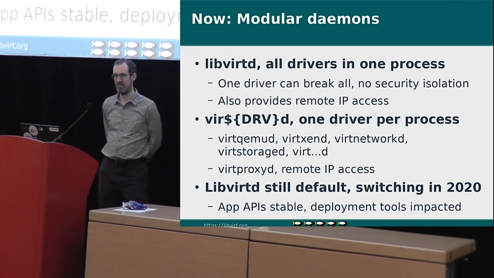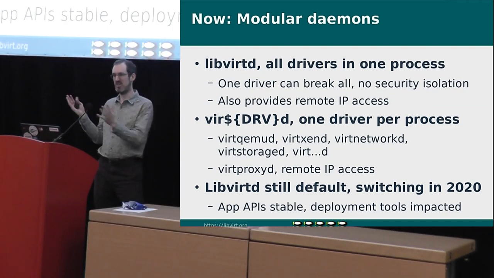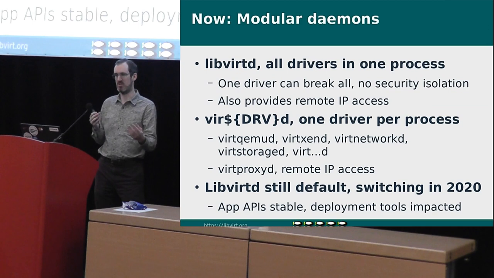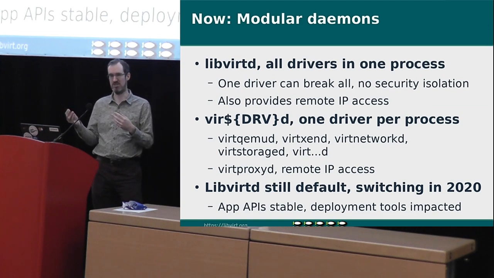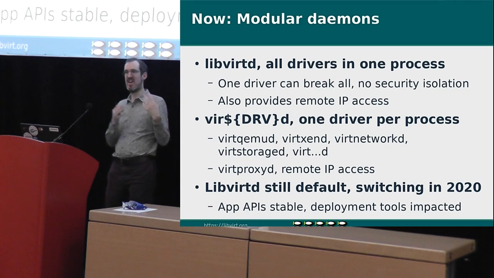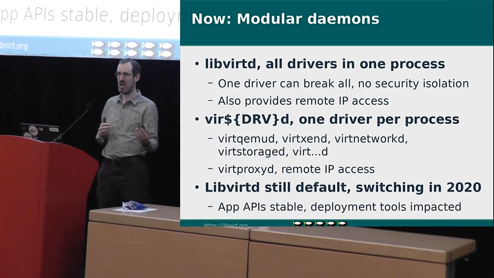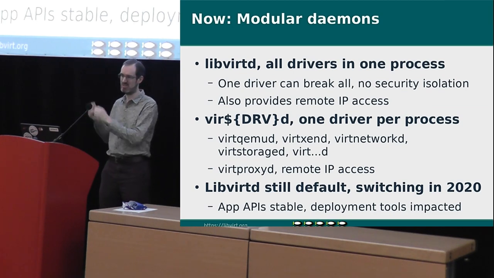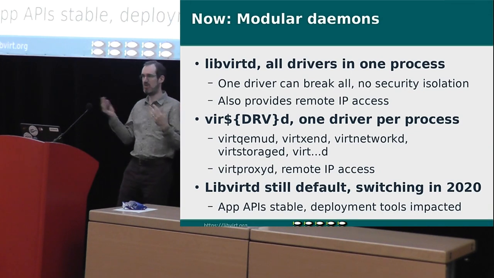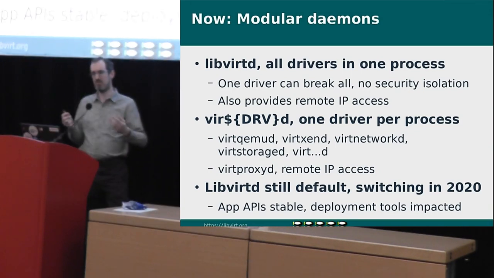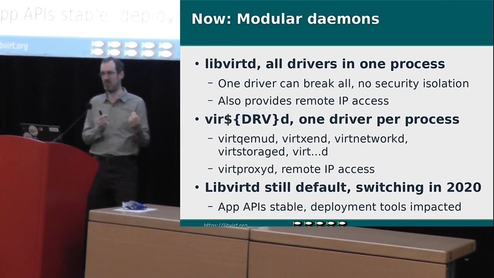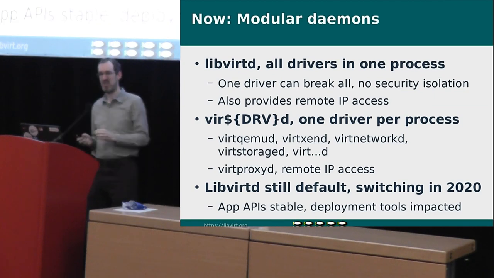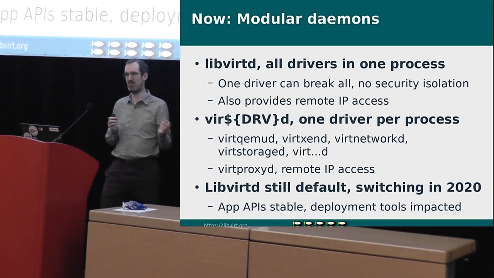From an application developer's point of view, this should be completely transparent. There's no change in the APIs that we're exposing. The only place where it will impact you is if you've got deployment or configuration tools. So if you've got something that's building a container image containing Libvirt, you'll want to change your container image recipe to run a different daemon or set of daemons. If you've got Ansible or Puppet scripts for configuring Libvirt, you might need to make them poke at different configuration files than you would have in the past. So the application API is unchanged, but there are still some impacts on the deployment level.